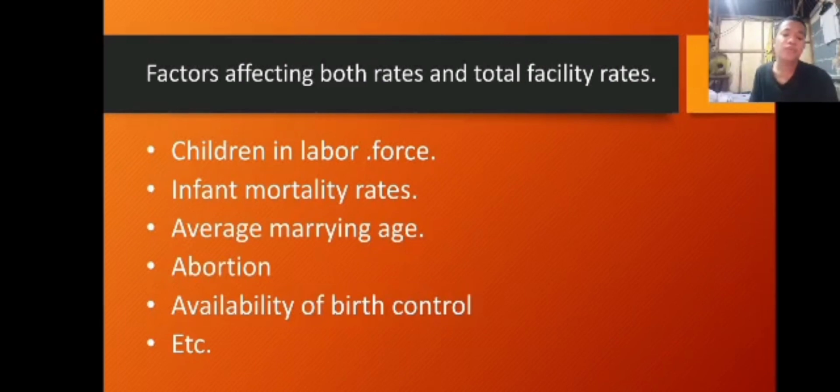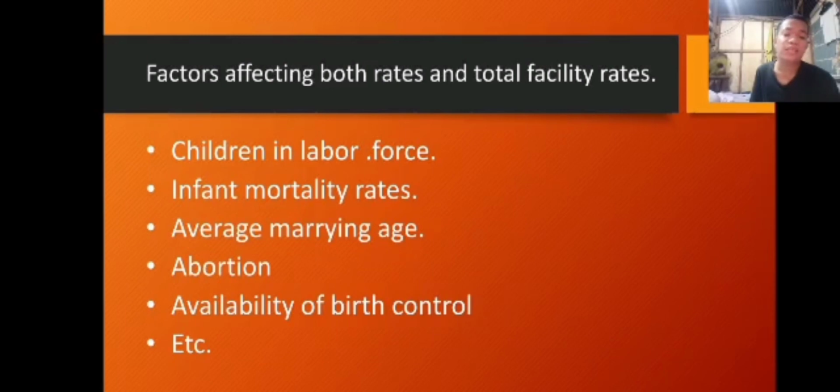Infant mortality rates. And infant mortality rate is the number of infant deaths for every 1,000 live births. Average marrying age. In 2019, the median age of marriage, or the age at which half of the population were younger or older upon marriage, was 27 years old for women and 29 years old for men. Moreover, median age of marriage for both sexes were the same since 2017.